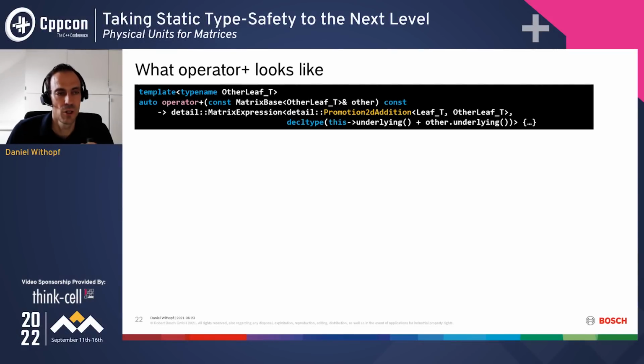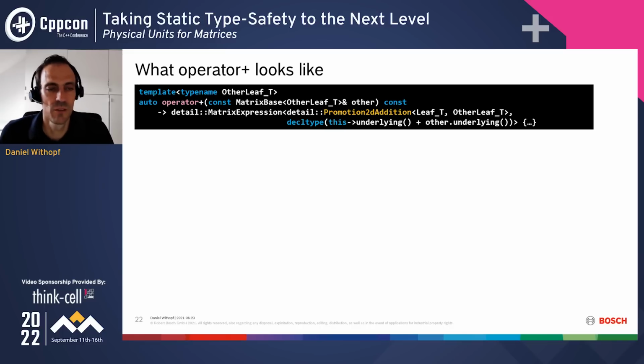So here I want to show what the addition operator in class typesafe matrix looks like. So for that addition, we take an argument that's derived from matrix base. That's the base class for all the operations in the library. And we're returning a matrix expression. Such a matrix expression describes the result of the operation. That's similar to what Eigen does with expression templates. So I'm also using a similar mechanism in my library.